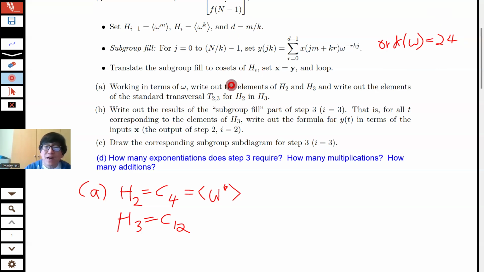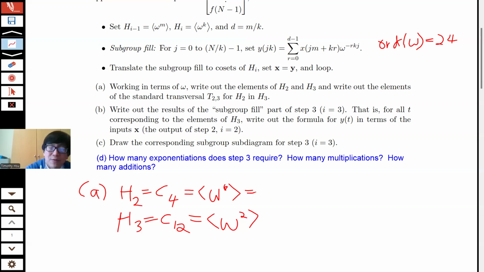We're trying to write out the elements of H2 and H3 and the corresponding transversal between those two. As you can see, we've already written that H2 is C4, generated by omega to the 6, because omega has order 24 and 24 divided by 4 is 6. And H3 is C12, generated by omega squared, because 24 divided by 12 is 2.